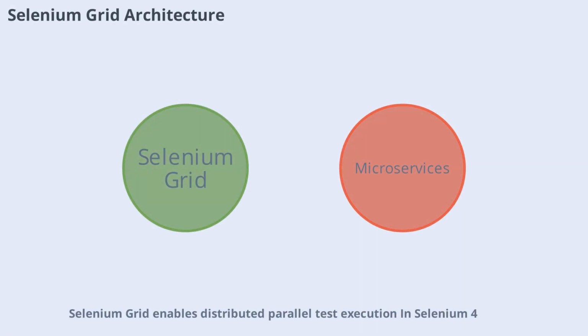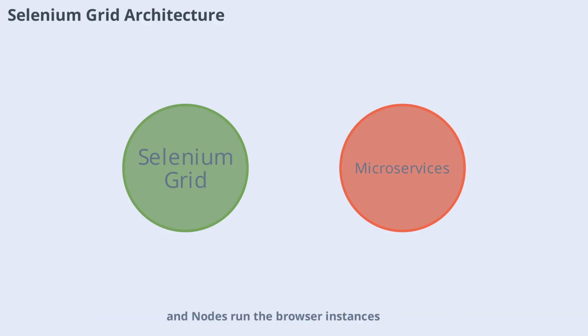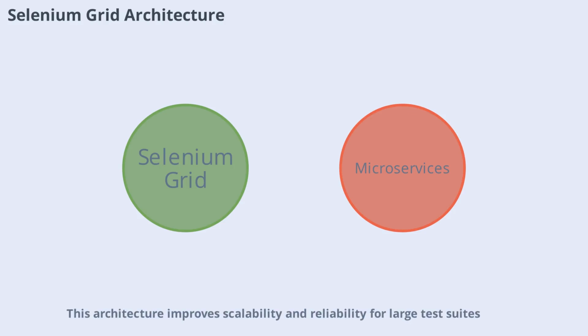Selenium Grid enables distributed parallel test execution. In Selenium 4, the grid is restructured into microservices. The router directs requests, the distributor assigns sessions, the session map tracks session IDs, and nodes run the browser instances. This architecture improves scalability and reliability for large test suites.